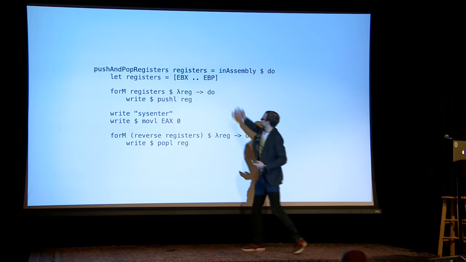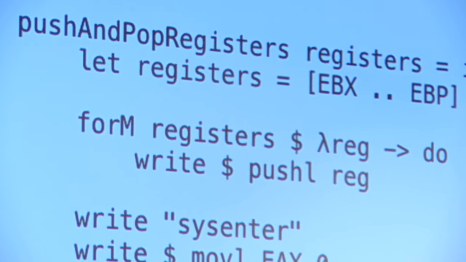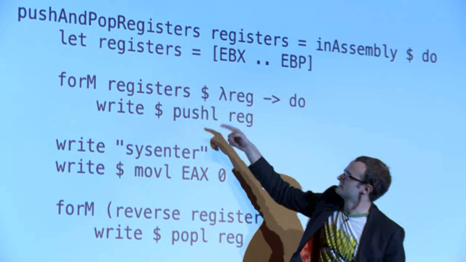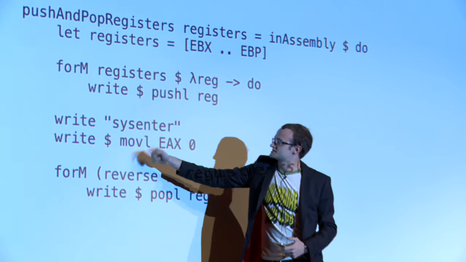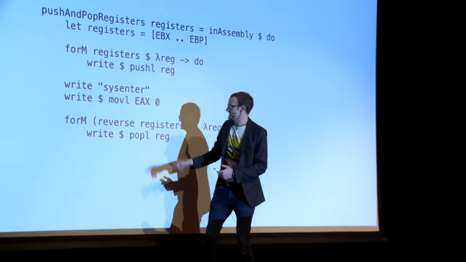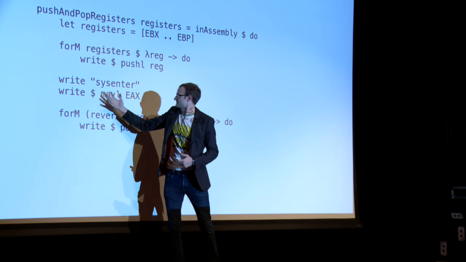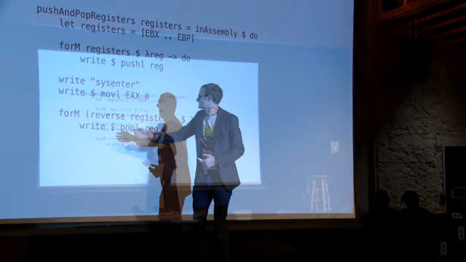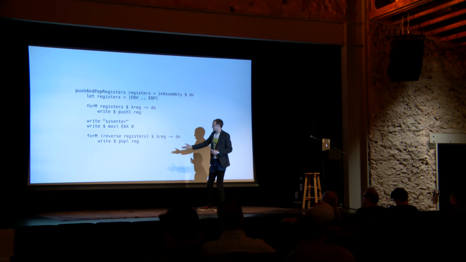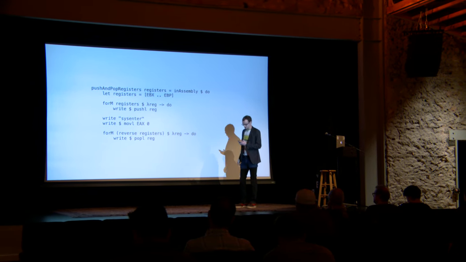Here's a set of registers, and I want to for loop through these registers, and I want to say, hey, write a push statement. Then when I'm done looping through these registers, I want to call out to this sysenter, and then at the opposite end, once I've invoked my syscall, I want to iterate in reverse, and emit the correct pop instructions.